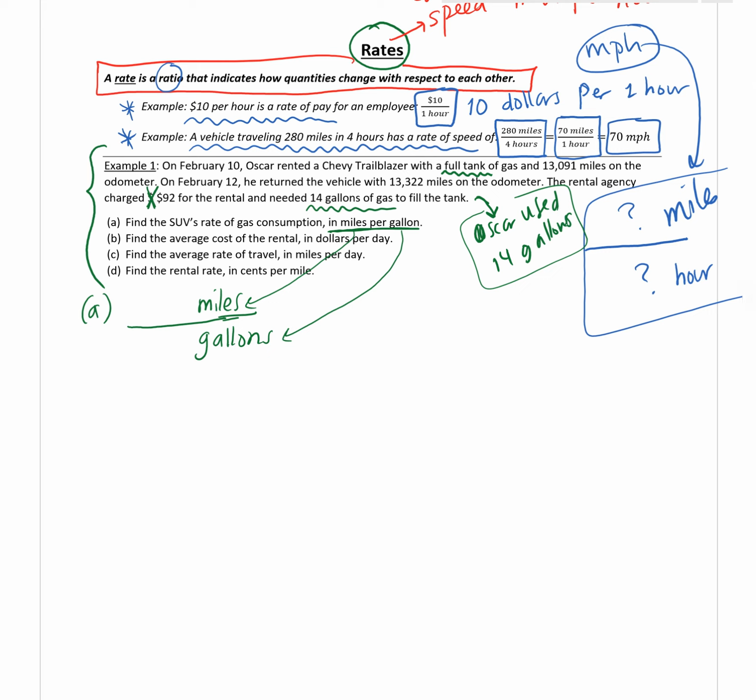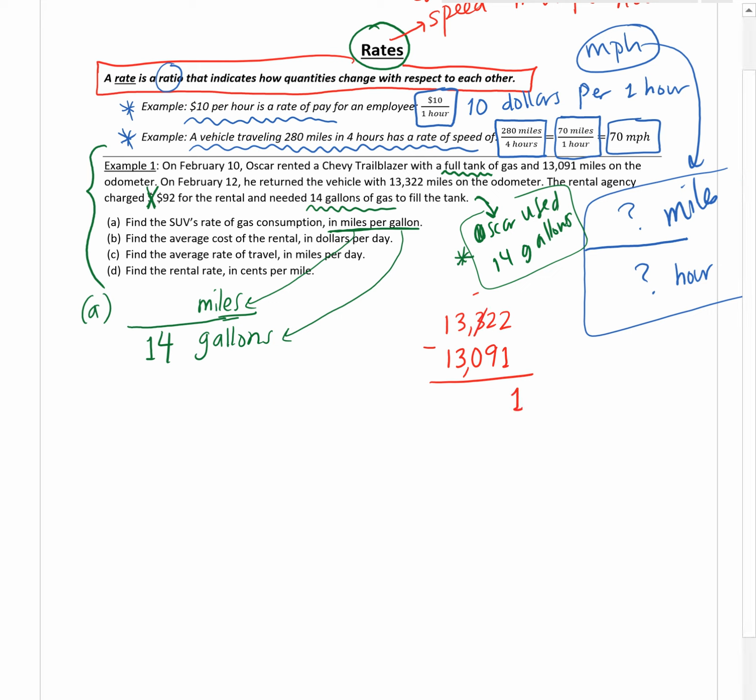How many miles did he drive, and how many gallons did he use? Well, actually, the thing that we noticed earlier over here, he used 14 gallons, so we know that right away. That's kind of nice. But the number of miles, that might be something I have to think about. Well, it said in the very beginning there were 13,091 miles on the odometer, but when he returned it, there were 13,322. So I think however many miles he drove, it'd be the difference between those, right? If he started out with 13,091 and he ended up with 13,322, however many miles between them is how many he drove. So I think I'd have to subtract here.